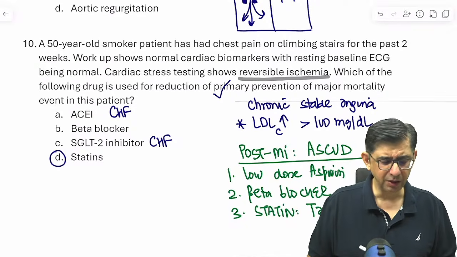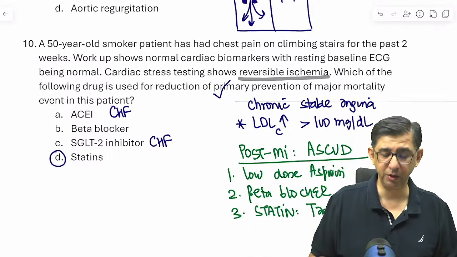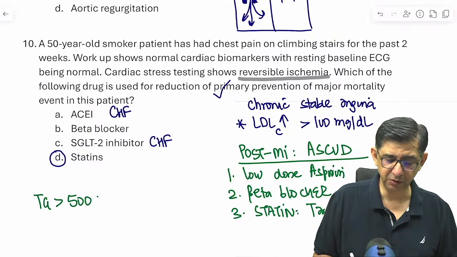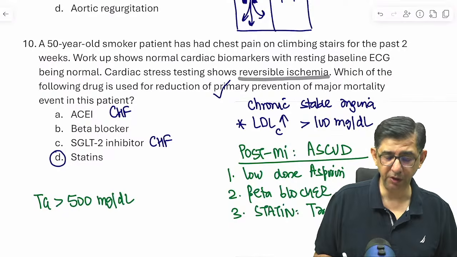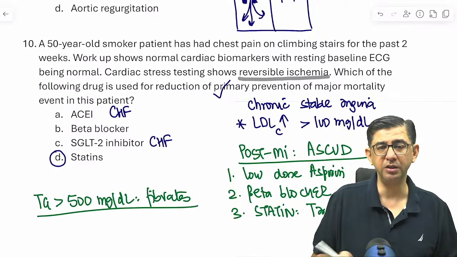Okay, with niacin, the problem is that there will be flushing, and fibrates have to be used when the triglycerides are above 500. Only if we specify triglycerides more than 500 will we answer fibrates. Otherwise, first is obviously atorvastatin and then is ezetimibe.